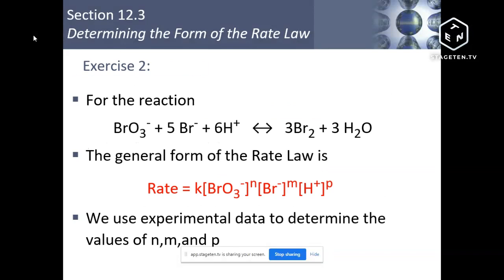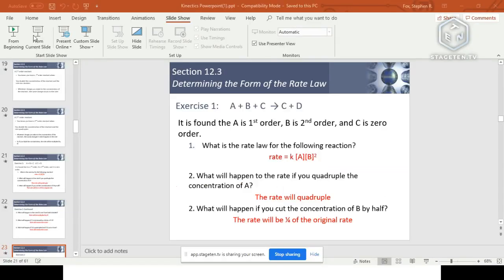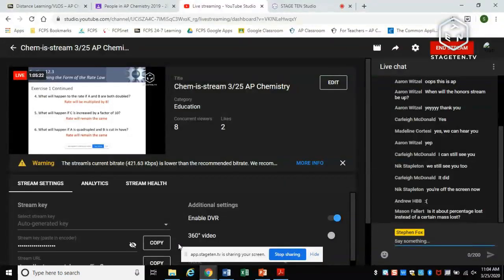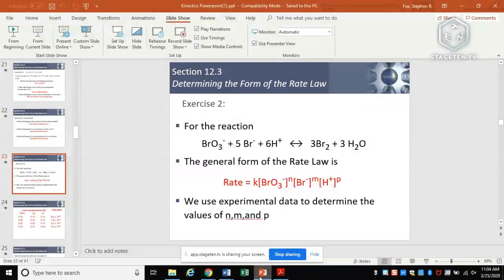All right. So we'll do one more example here, and then I'll ask if you have any questions, and then we will call it quits. Okay, so how do you take lab data and get the orders?